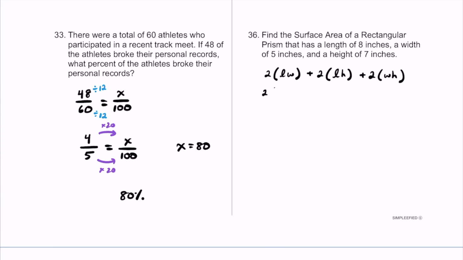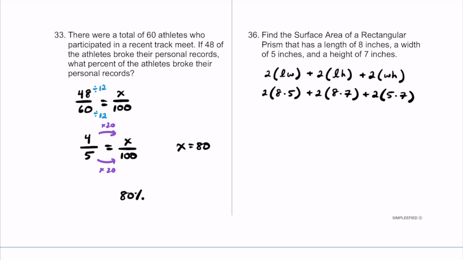So if we have 2 of the length times the width, length is 8 and the width is 5. So there's going to be 2 of those. Plus there's going to be 2 of the length times the height. The length we said was 8 and the height is 7. And then finally we have 2 of the width times the height. So the width we said was 5 and the height was 7.